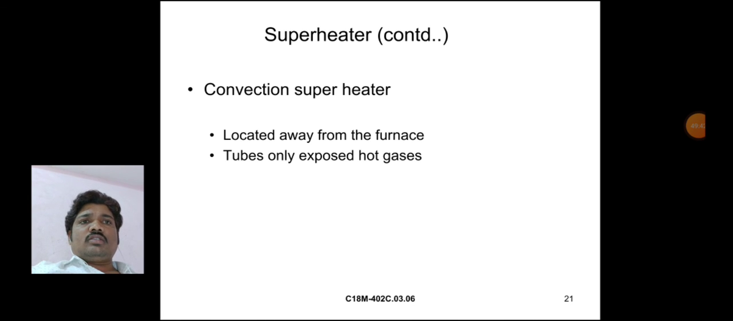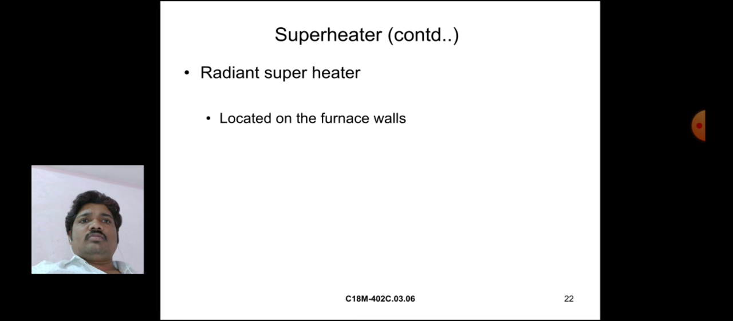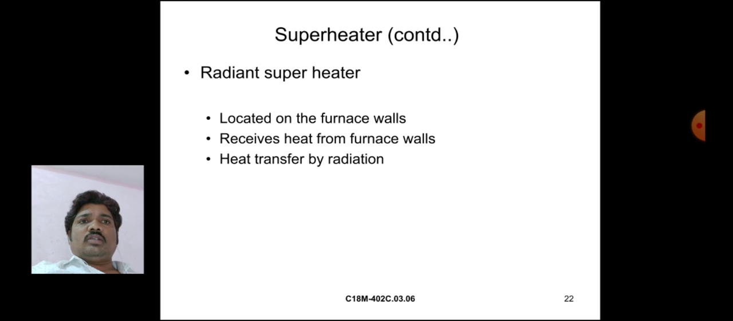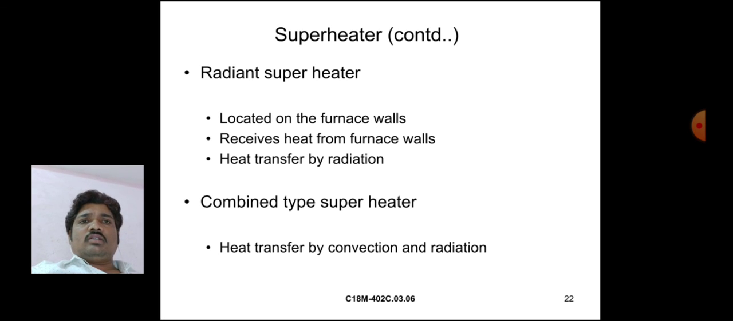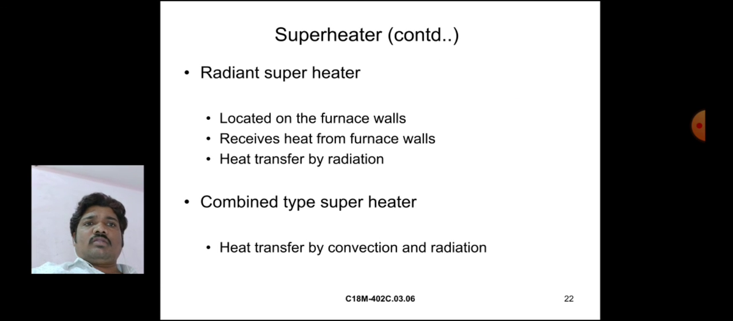Convection superheater is located away from the furnace. Tubes are only exposed to hot gases, not in contact with flame. Heat transfer by convection only. Radiant superheater is located on the furnace walls. It receives heat from furnace walls. Heat transfer by radiation. The third one is combined type superheater, heat transfer by convection and radiation.